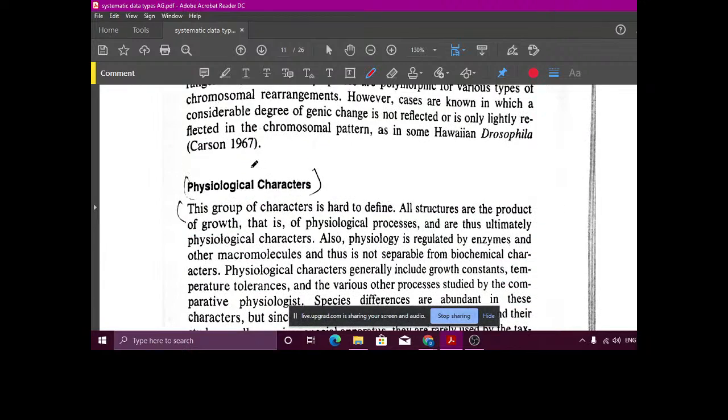So I will stop my class today here. Next day I will start with physiological characters. What are physiological characters?